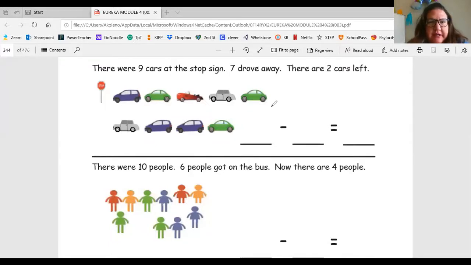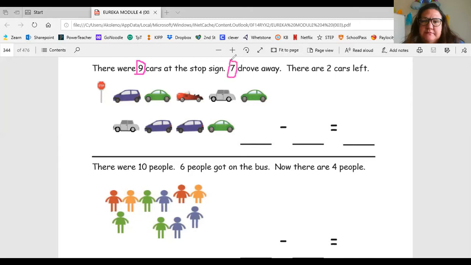Okay, well now we've got some problems here that have pictures on the screen already for you or for me. This is a good example of what to do when you see it on a computer or when you see it on a piece of paper, okay? Let's read the problem first. There were 9 cars at the stop sign. How many cars are at the stop sign? 9. 9 cars at the stop sign. 7 drove away. How many drove away?